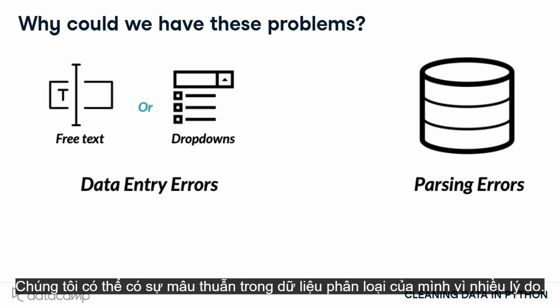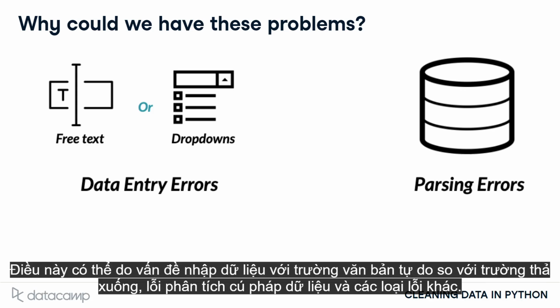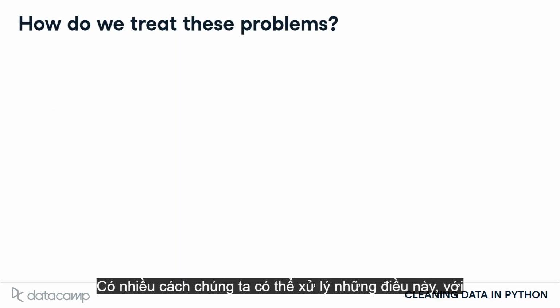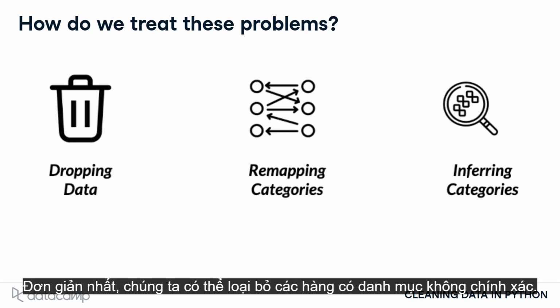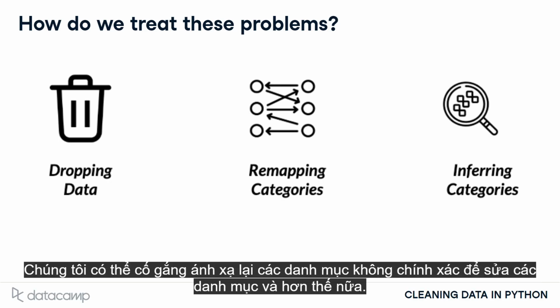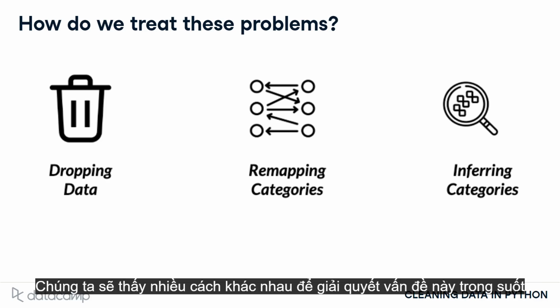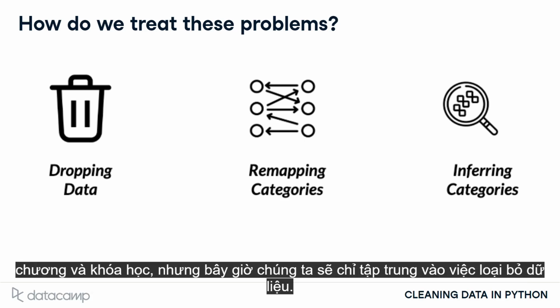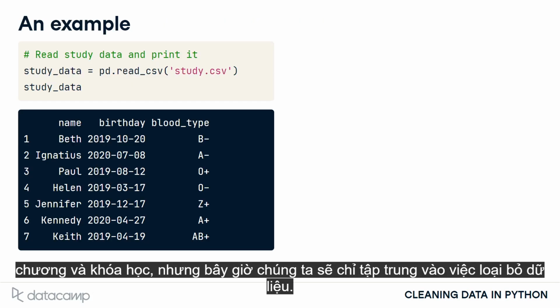We can have inconsistencies in our categorical data for a variety of reasons. This could be due to data entry issues with free text versus drop-down fields, data parsing errors, and other types of errors. There's a variety of ways we can treat these, with increasingly specific solutions for different types of inconsistencies. Most simply, we can drop the rows with incorrect categories, we can attempt remapping incorrect categories to correct ones, and more. We'll see a variety of ways of dealing with this throughout the chapter in the course, but for now, we'll just focus on dropping data.